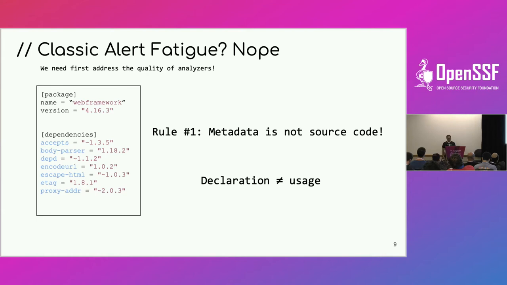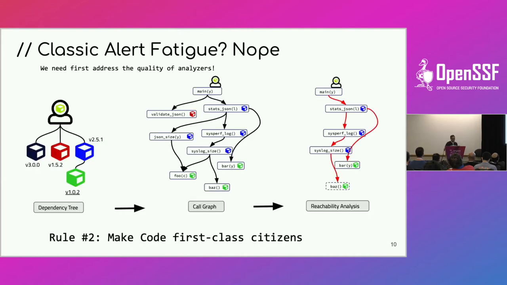Because when we have a package manifest like this, it's only telling us the declaration, but not the usage of a particular pattern or package, or why we have it there in general. The second rule is that we should try to make code first-class citizens in analysis, which is derived from the first rule itself. Here is an example: we have the dependency tree, which shows the packages, et cetera.